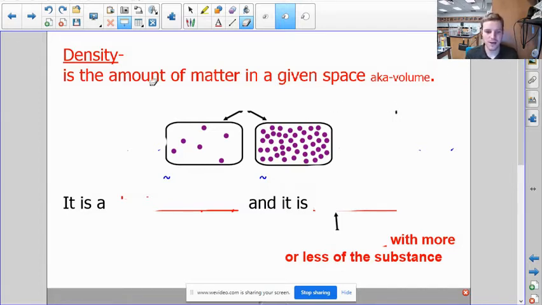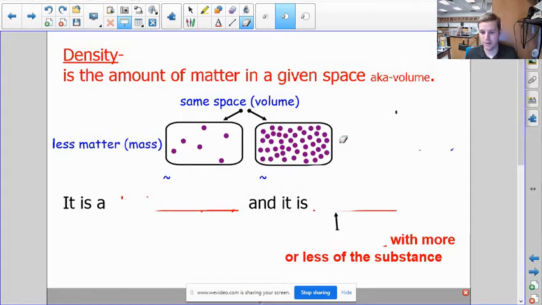If we look at these two boxes, the box on the left has a few purple dots in it. The box on the right has a bunch of purple dots in it. They have the exact same space or volume, because these are identical black boxes. On the left, though, we have less matter, or less mass. On the right, we have a lot more matter, or more mass in the box.